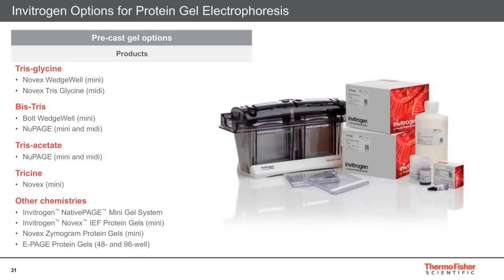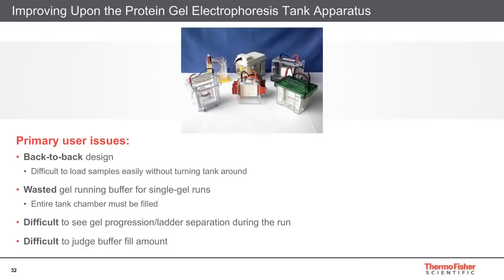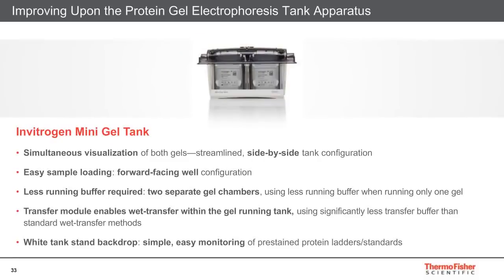Now, this slide provides the comprehensive offering we have for precast gel. The Tris-Glycine gels are available in mini and midi, or the wedge well format gel. The Bis-Tris gels are available as bold wet gel mini gels or as NuPAGE Bis-Tris gels in mini and midi format. The NuPAGE Tris-Acetate gels are also available in both mini and midi format. The Tricine gels are only available in the mini format and not available in the midi format. We also have options for native PAGE, IEF gels, Zymogram gels, and E-PAGE gels for high throughput applications.